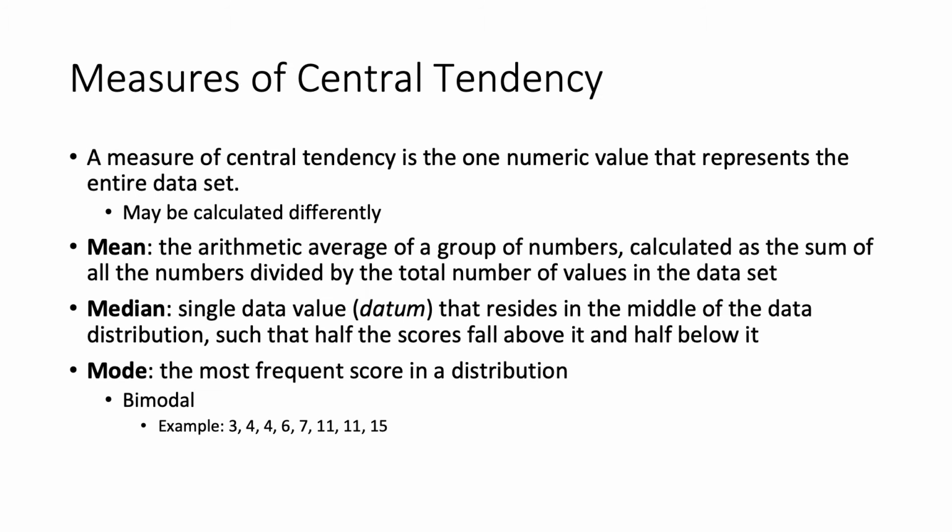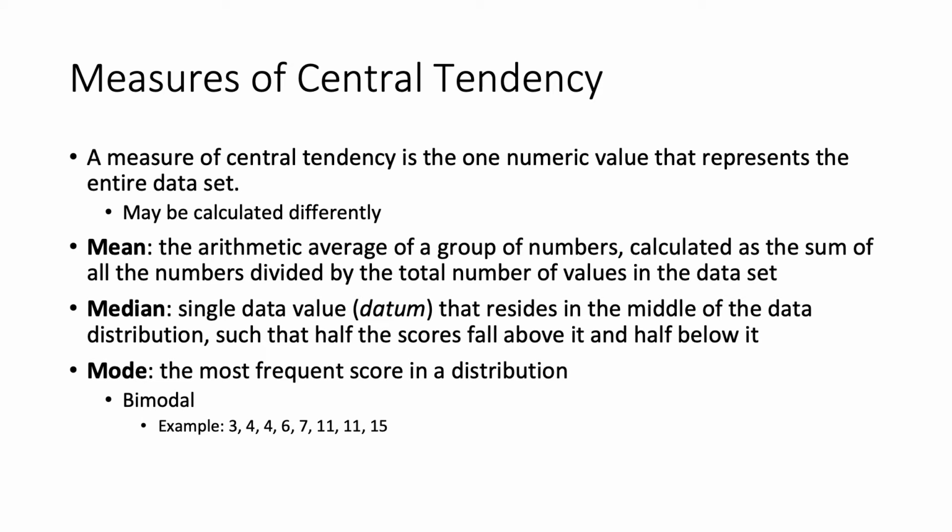A measure of central tendency is the one numeric value that represents the entire data set. One thing, though, is the choice of that measure of central tendency may be calculated differently depending on the context. So I'm sure this is all familiar to you: the mean, median, and mode. Again, the mean is the arithmetic average of a group of numbers, calculated as the sum of all the numbers divided by the total number of values in the data set.